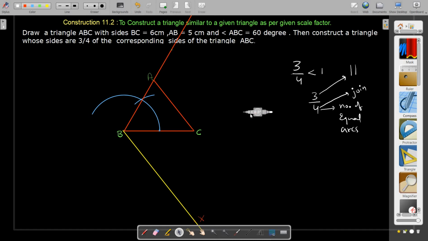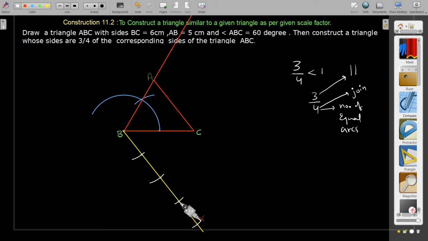So, let us mark 4 equal arcs on the acute ray BX. So let me go for the first arc, then the second arc, then the third arc, and then the fourth arc. So we have 4 equal arcs.